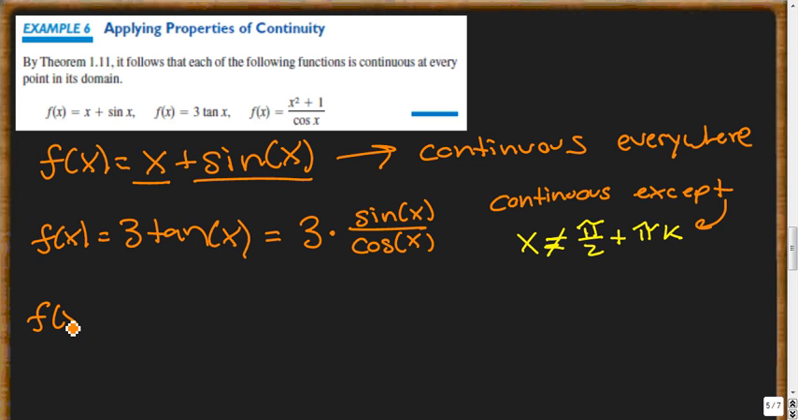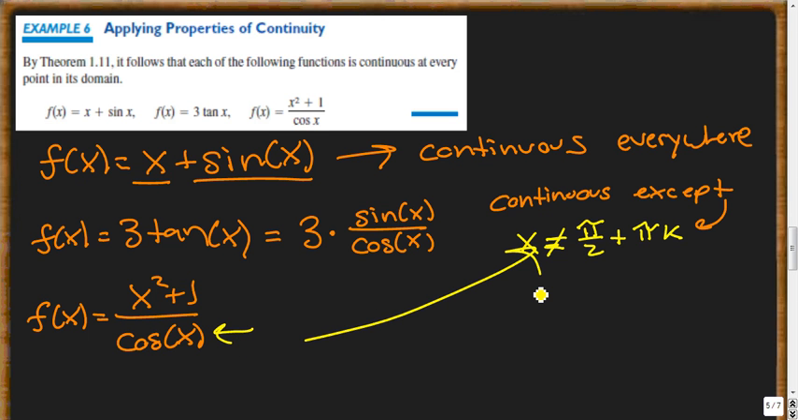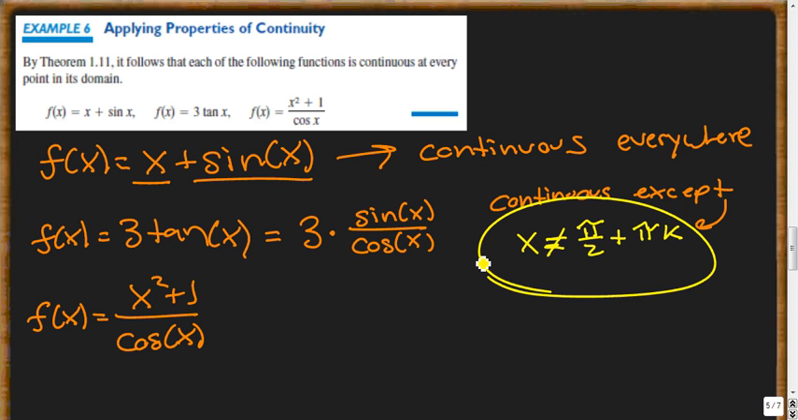And then we've got f of x equaling x squared plus 1 over cosine of x. This is the exact same thing. We have this function up here is continuous everywhere. The only thing that we have to worry about is our cosine, which again we've talked about before, can't be those things. So we're continuous at every point except for there.